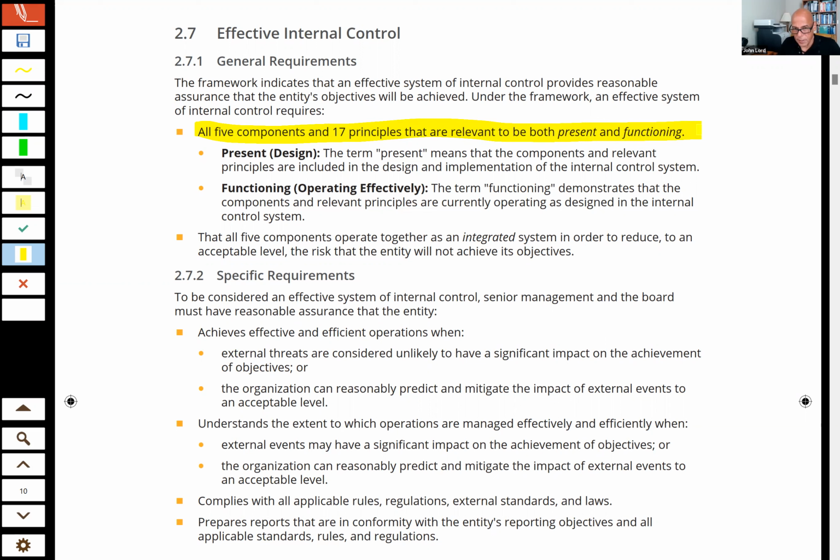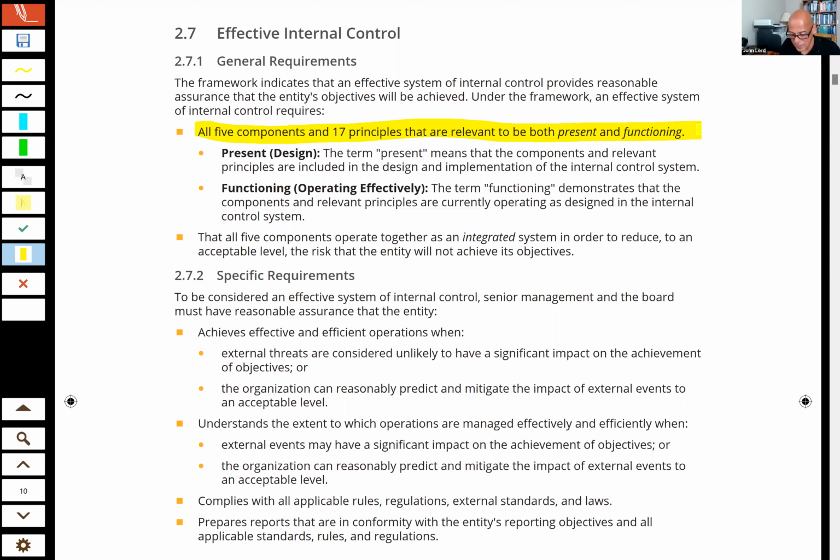or have to be both present and functioning. Now, that means that as you evaluate each component, you're looking to see that it has the relevant number of principles, whatever it is, five under the control environment, et cetera. But you have to see that they are there and they are working together. We don't see them as separate pieces. For example, remember that the control environment touched the others. The principles are all going to support that control environment working together.